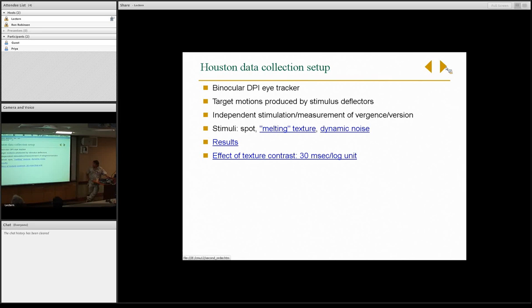But this instrument uses optical servos to track the first and the fourth Purkinje images, and it's very sensitive. It also has an accessory called the stimulus deflector, where you look into the machine and there are some infrared beam splitters that the tracker uses. Then you look through these little telescopes that contain mirrors controlled by little motors that allow you to impose movements on what you see.